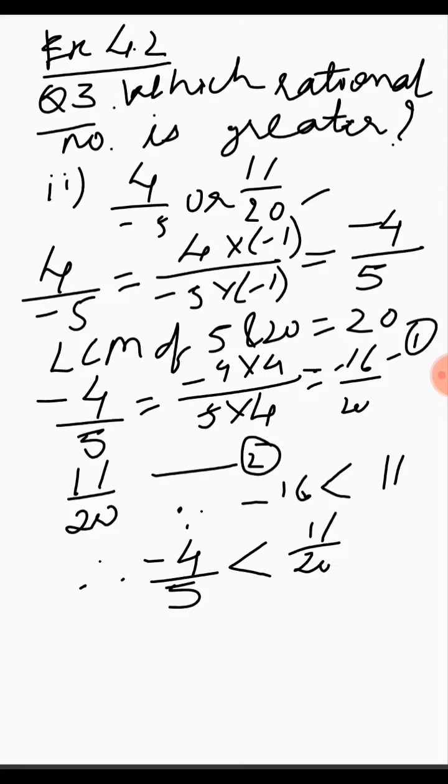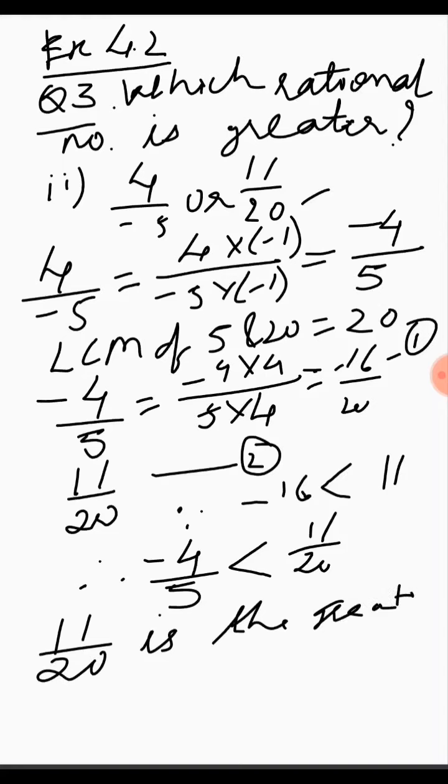And what is the question? Which rational number is greater? So which one is greater now? We write 11 by 20 is the greater rational number. Okay, so this is how you can solve the remaining sums also. Let's move to question number 4.